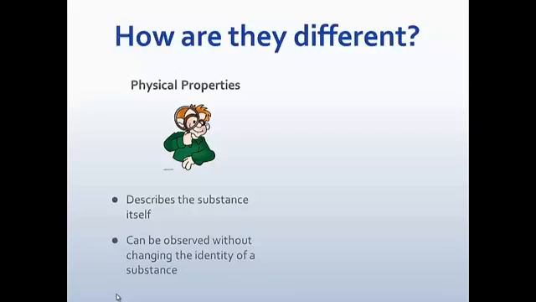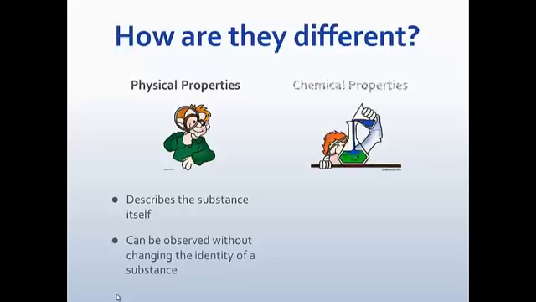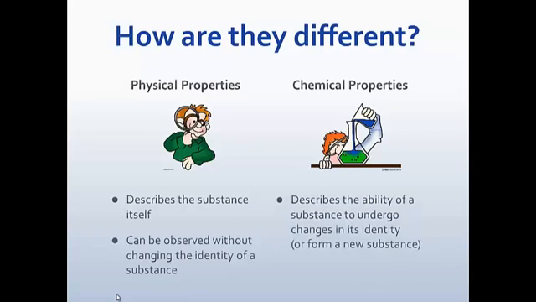So I can see that he has red hair, I can see that he's wearing a green shirt, and it doesn't change him at all. Also keep in mind that an observation doesn't have to be just something that you see. It can also be something that you smell or touch or taste, anything that you observe with your five senses. A chemical property, on the other hand, is different because a chemical property describes the ability of a substance to change, to form a new substance, and that chemical property is how it changes. So what does it do when it becomes something new?